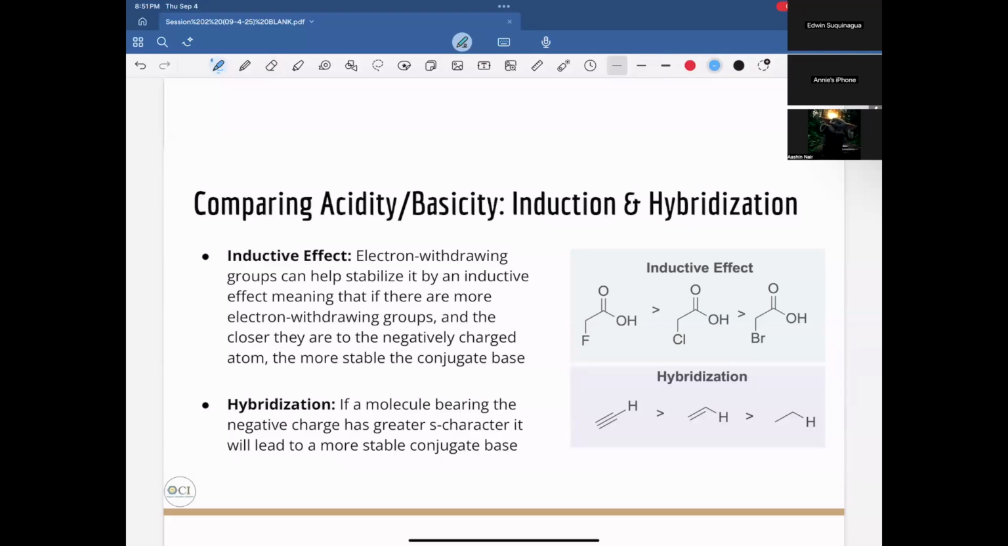So if we look at the first one, what's the triple bonded one called? What's that hybridization? We talked about it a little earlier. SP? Beautiful. Yep, that one's SP. And then what about the next one? SP2. And the final one? SP3. So yeah, when we have less P character, that means we have more S character, which is good. Right, and that more S character leads to our more stable base.